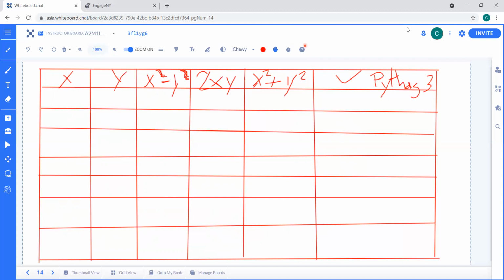So the first one I think is supposed to be done for you. It's 2, 1. If we do that, we get 3. Do that, we get 4. Do that, we get 5. And so yes, 3 squared plus 4 squared equals 25, which is equal to 5 squared.